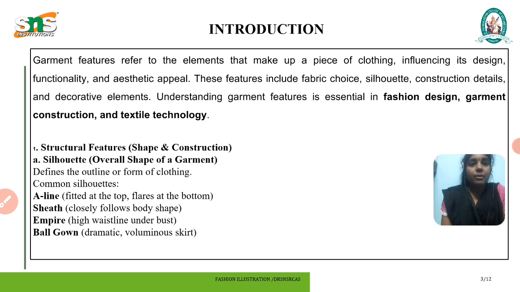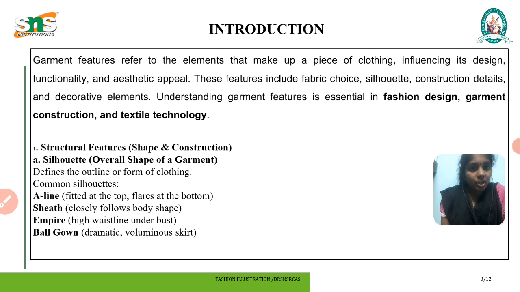First one is garment feature. A garment feature refers to the element that makes up a piece of clothing, influencing its design, functionality and aesthetic appeal. These features include fabric choices, silhouettes, construction details and decorative elements. Understanding garment features is essential in fashion design, garment construction and textile technology.